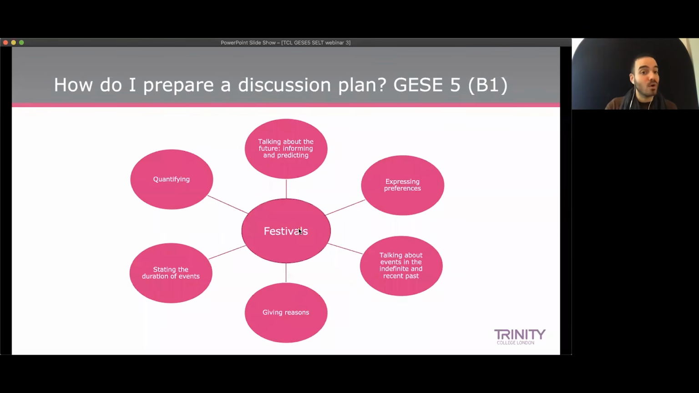Somebody says, how long does Ramadan last? How many days do you celebrate Diwali or another festival? I don't know, any festival at all. And what about quantifying? Can you give me, please, a question that will help you use language to show quantity in relation to festivals?